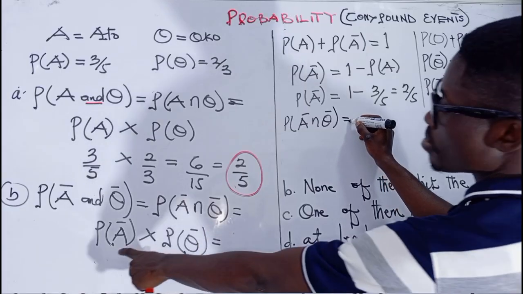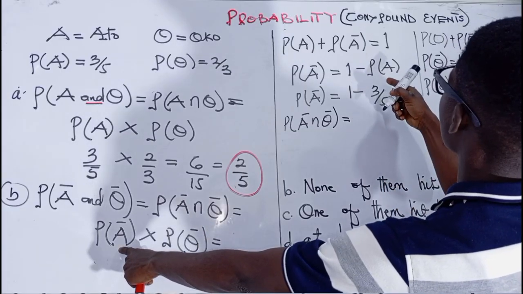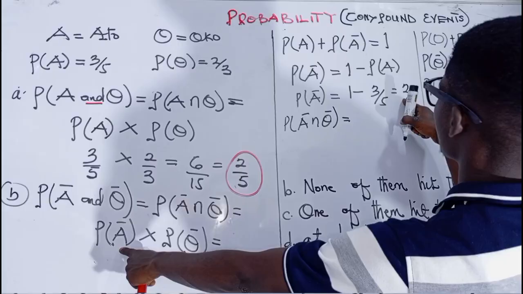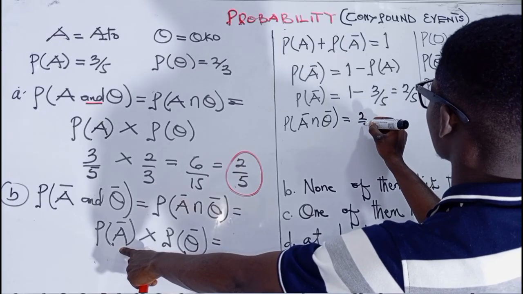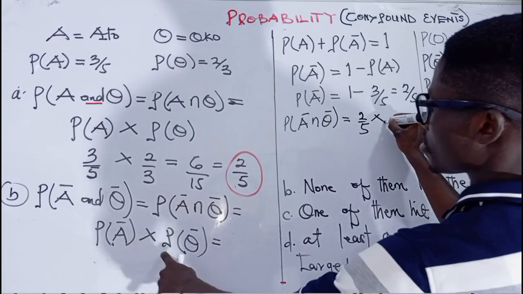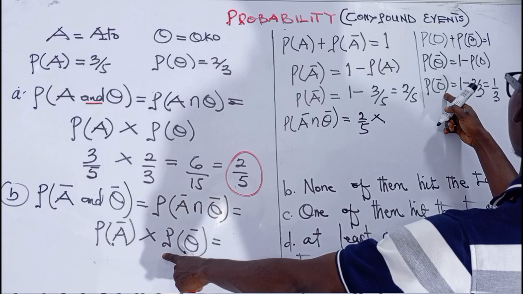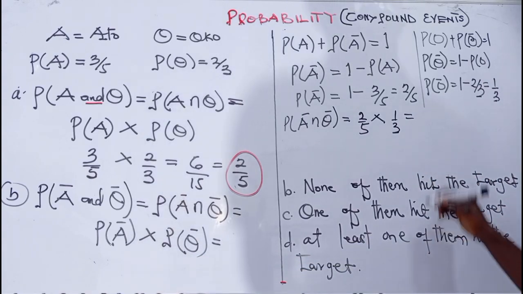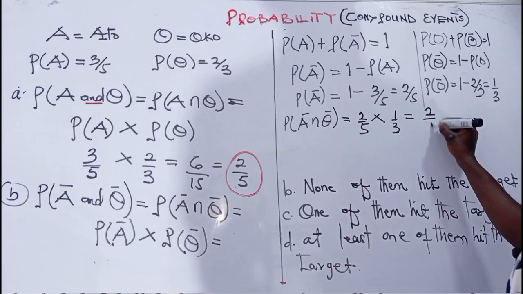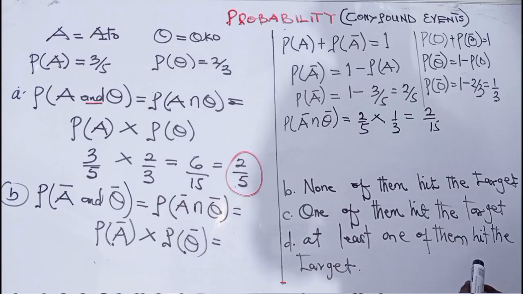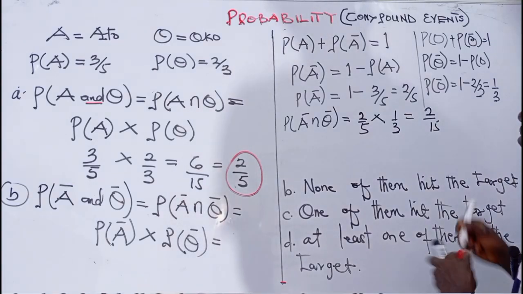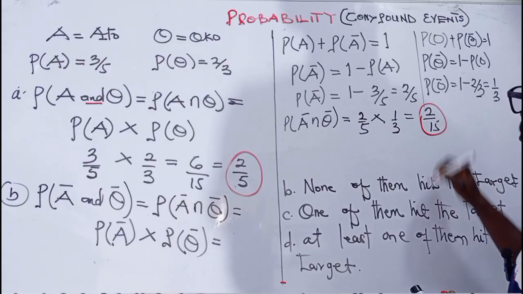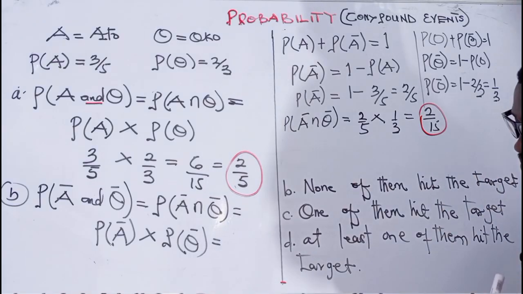So the probability that Ato didn't hit the target and Oko didn't hit the target is giving us P of A prime, which is 2 over 5, multiplied by P of O prime, and that's 1 over 3. So when you do the multiplication, you are going to get 2 all over 15. So the probability that none of them hit the target is 2 out of 15.